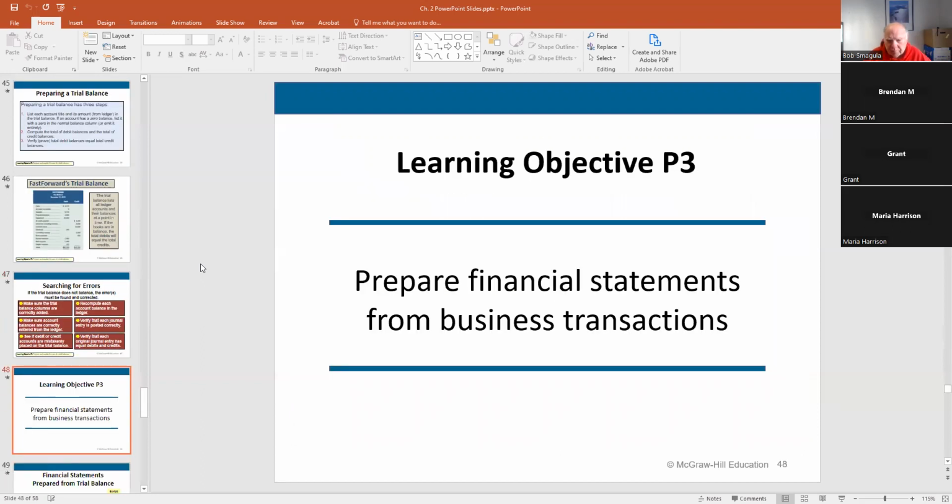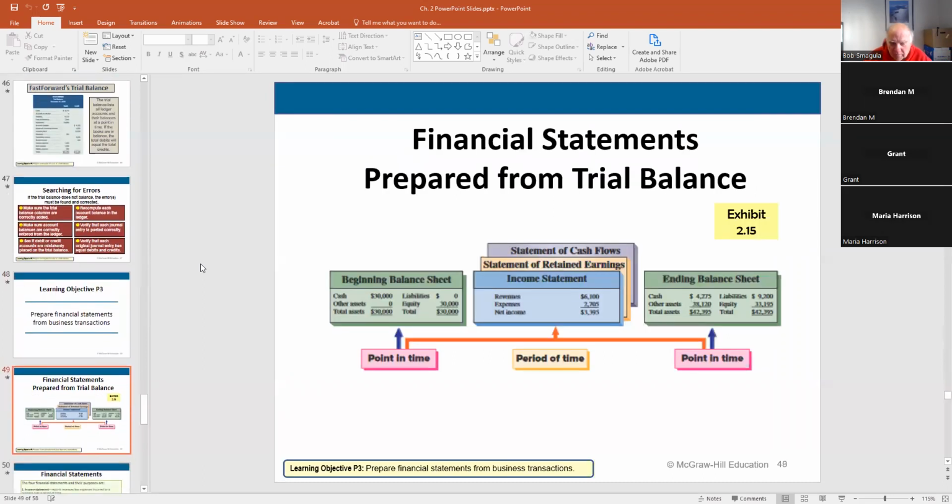Now we're ready to prepare the financial statements, huh? We're going to prepare an income statement, a statement of retained earnings, a balance sheet, and a statement of cash flows. Notice that the income statement and the statement of equity represent a period of time.